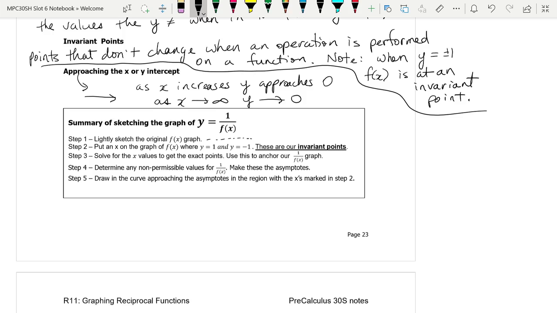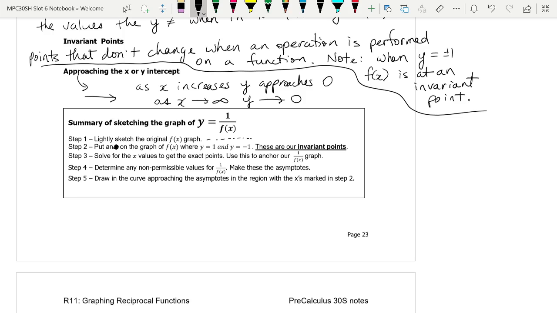Now, asymptotes always have to be dotted lines too, so I hope that doesn't get confusing. Feel free to use more than one color if you want. Another thing I would never ever do is this step 2. Put an x on the graph where y is 1 and -1. It's a graph. Do you actually put little x's in your graphs? No. Put a dot. For heaven's sakes, don't put x's on graphs, unless you're labeling the x-axis, in which case, there we go. Dot. Solve for the x values to get exact points. Use this to anchor your graph. Determine any non-permissibles, and draw in the curve.